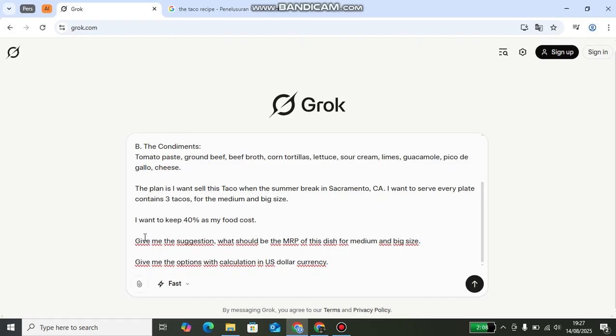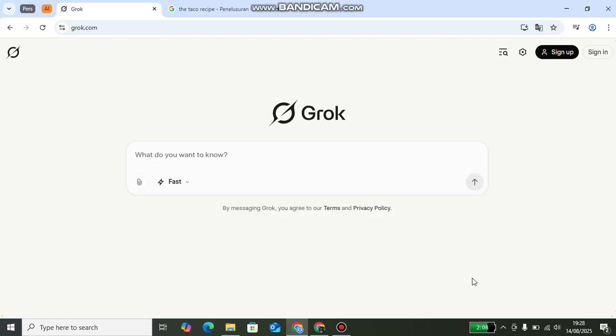In the last request for this prompt, I want a suggestion of what the MRP should be for this dish for the medium and the big size. And I also need options, just in case there are several, and I want the calculation in US dollar currency. After that, you can start to generate it.